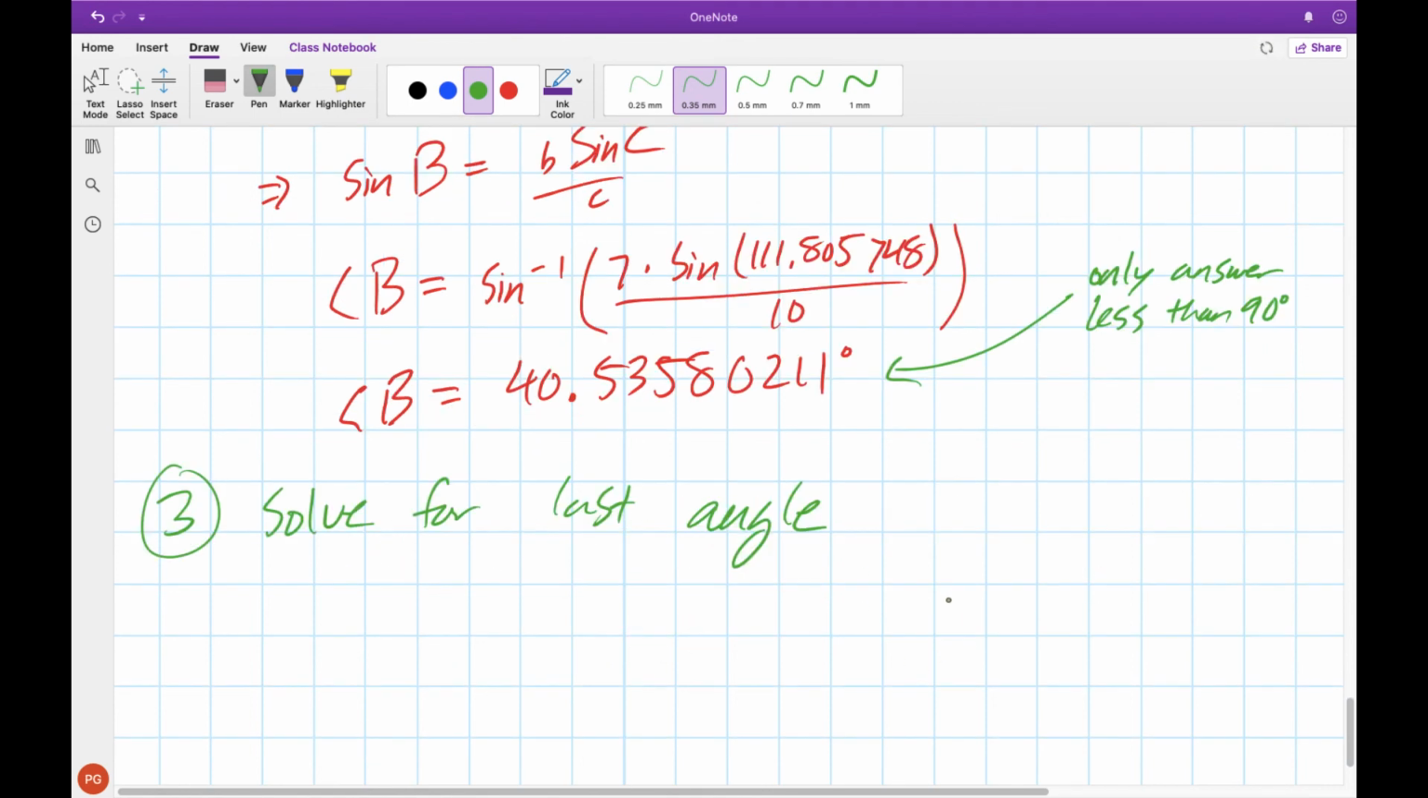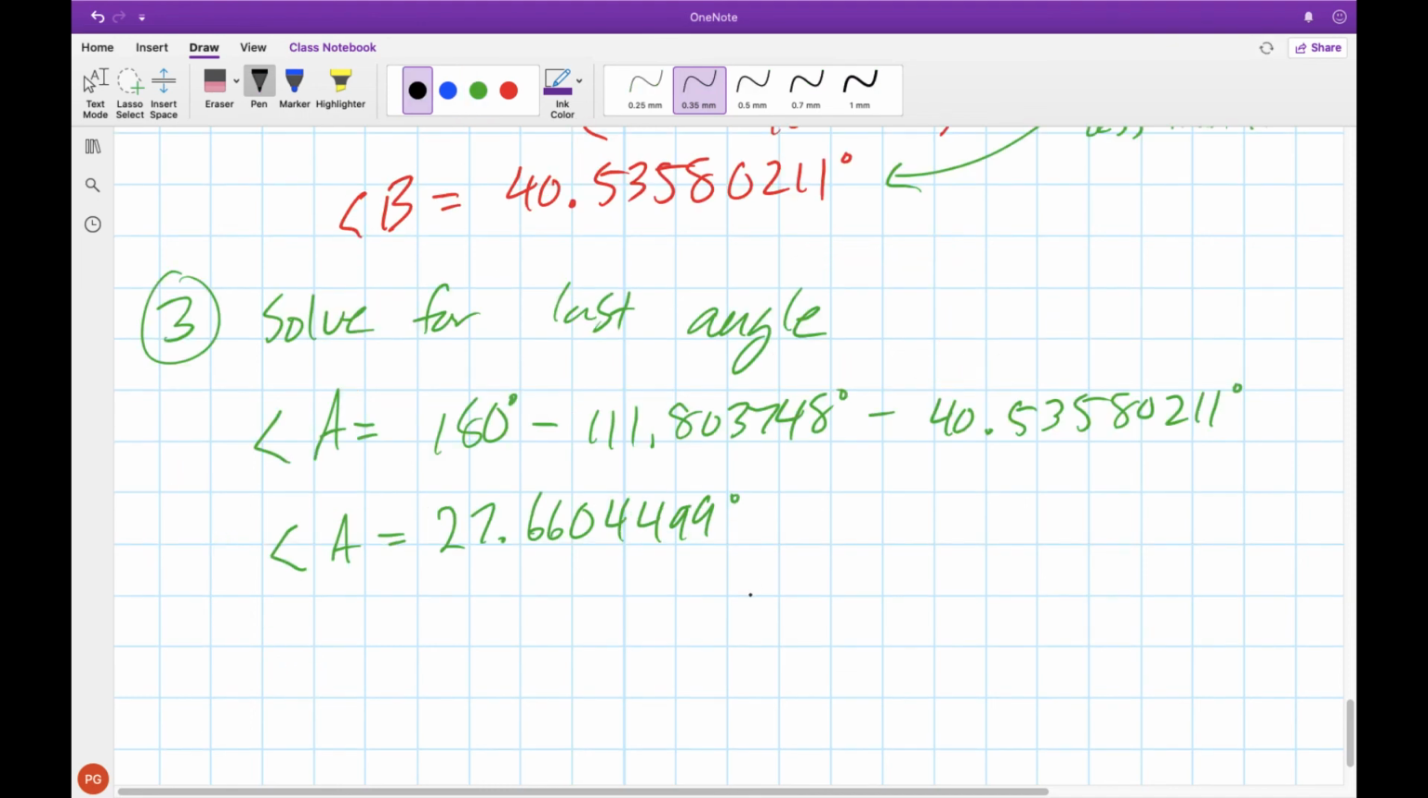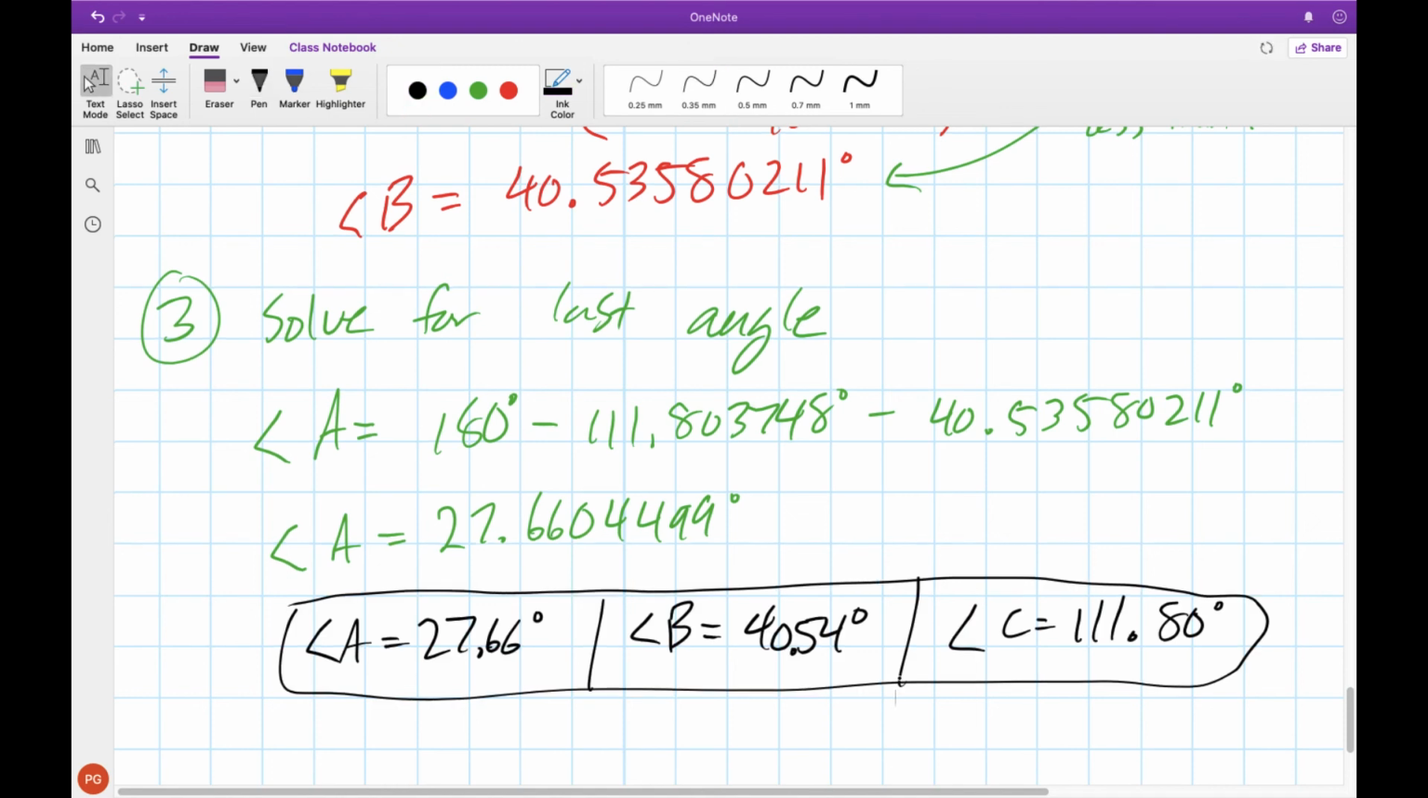Our last step is to solve for the last angle, and since we know two of the other angles, we can just use the fact that they add up to 180 degrees. Once we have our last angle here, we can round to 2 decimal places and answer our question. And there's our final answer. Again, only one answer in this case.